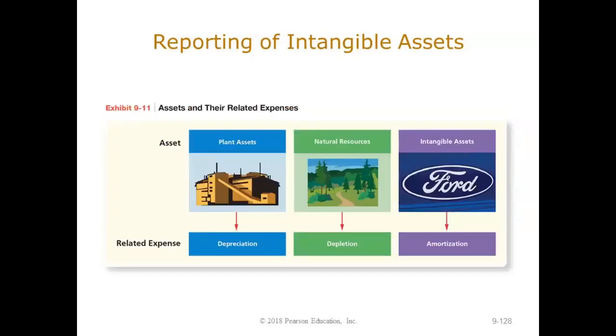So again, the reporting of the intangible assets, there'll be an asset on my books, probably towards the bottom of the asset section of the balance sheet. And then you've got the related expense. The plant assets will be depreciation expense. Natural resources is depletion expense. And then intangible assets will be amortization expense.